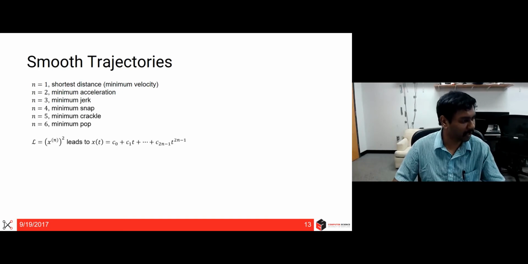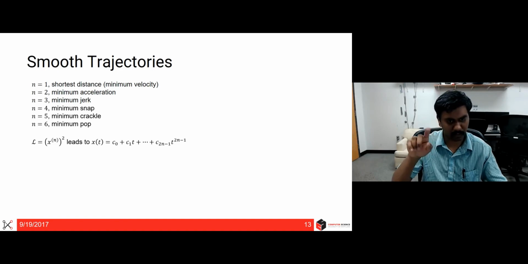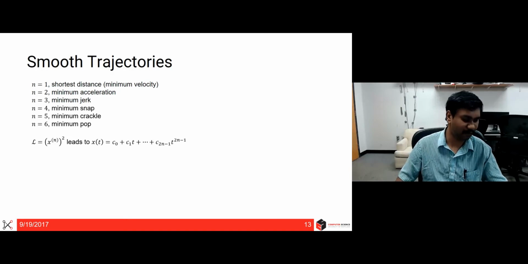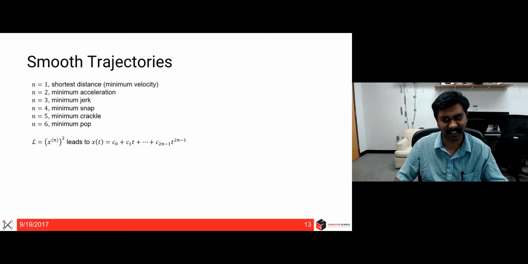So now we can choose the Lagrangian as the nth derivative squared, which leads to the final equation being a 2n minus 1 order polynomial, which has 2n degrees of freedom. If you don't understand how this works, please use the Euler-Lagrange equation as we showed in the last slide, and try to derive it yourself. It's a super simple derivation, takes like 2 minutes to do.